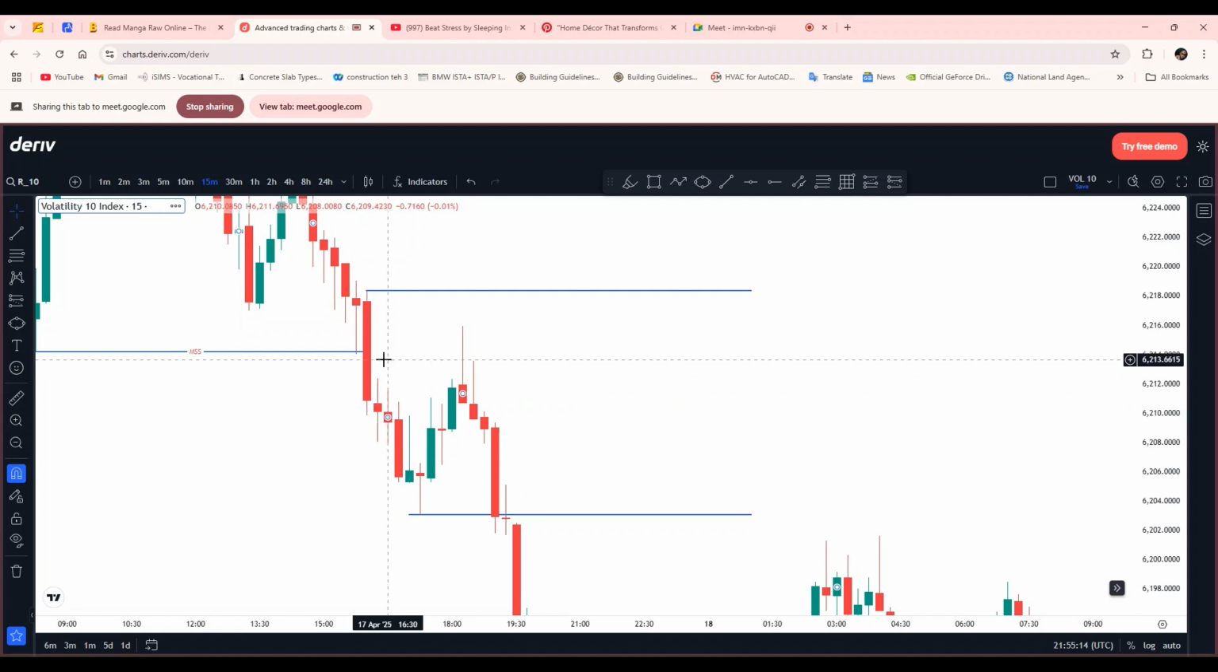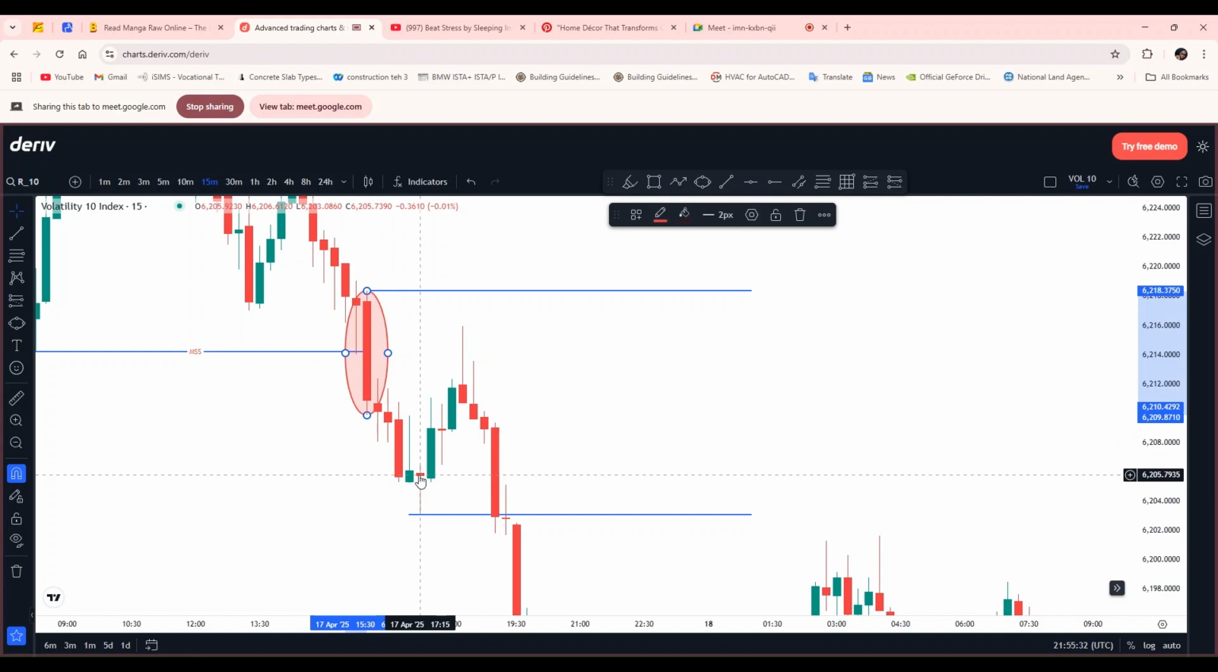And we're trying to identify what induced the break of structure or the market structure shift and where that specific point happened. And we are seeing that on the 15 minutes, this is the specific candle that caused that market structure shift.